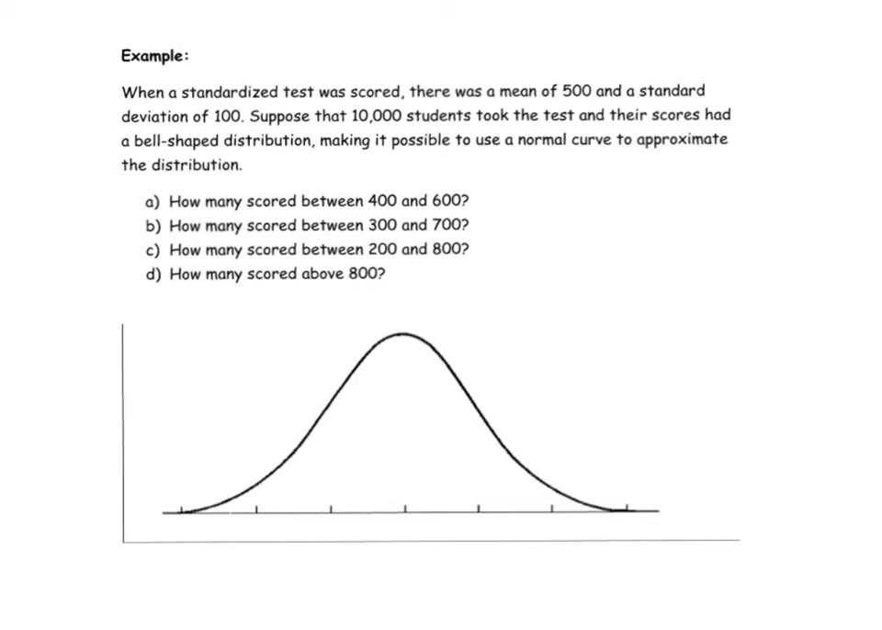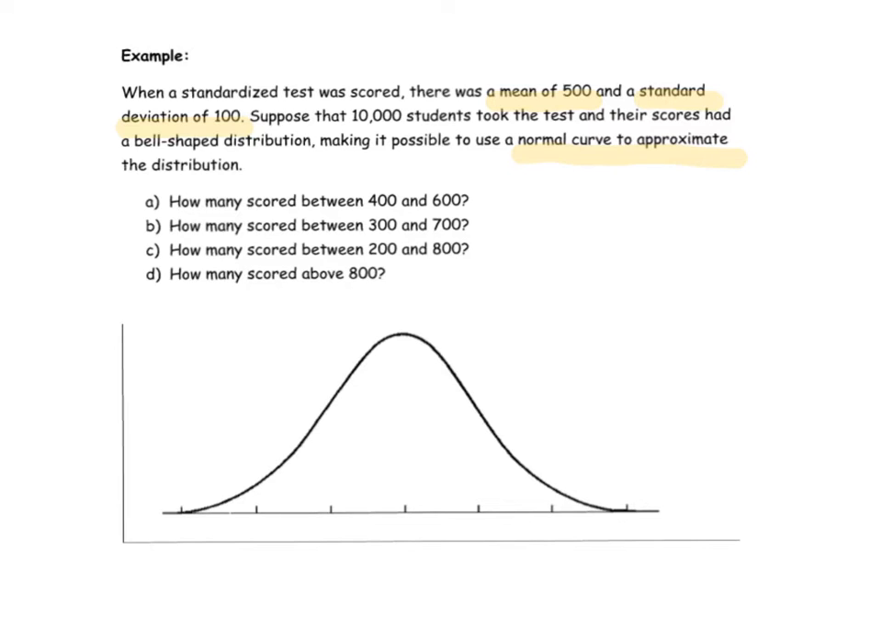In this example, we're going to look at when a standardized test was scored, there was a mean of 500 and a standard deviation of 100. So we probably want to highlight that. There was a mean of 500 and a standard deviation of 100. Suppose that 10,000 students took the test and their scores had a bell-shaped distribution, making it possible to use a normal curve to approximate the distribution. That is why I have drawn the bell-shaped curve at the bottom as a way to approximate our answers.